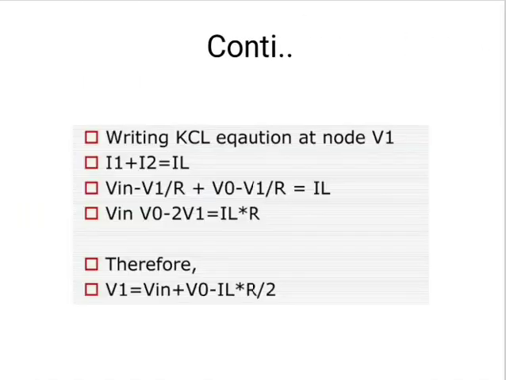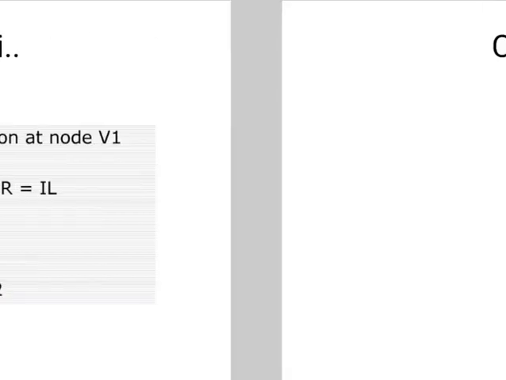I1 plus I2 is equal to IL, and then (Vin minus V1) by R1 is I1, and I2 is (V0 minus V1) by R, which is equal to IL. So Vin plus V0 minus 2V1 is equal to IL into R. We solve this equation, so we can write V1 is equal to (Vin plus V0 minus IL into R) divided by 2.